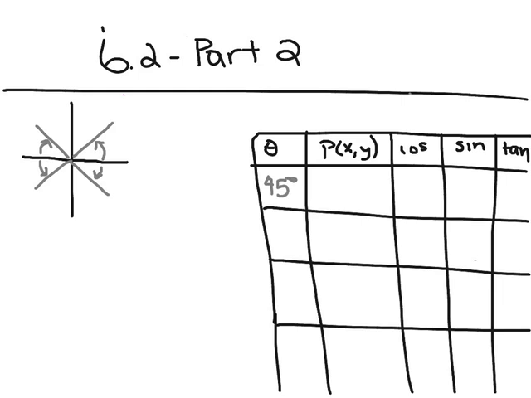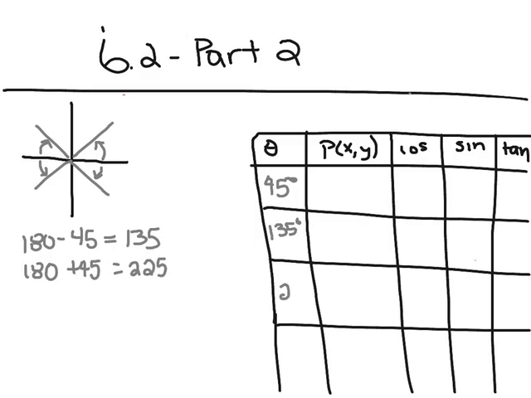In the second quadrant, it's going to be 180 minus 45, which equals 135. In the third, it's going to be 180 plus 45, which is 225. And in the fourth it'll be 360 minus 45, which is 315. So these are all your angles that have the same reference angle.